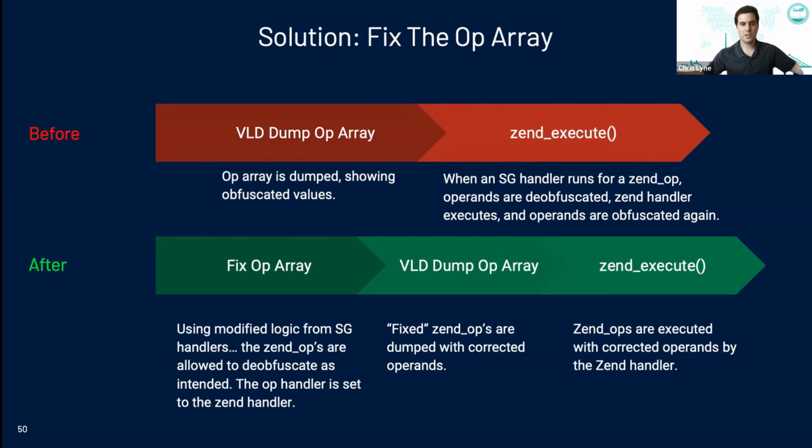Using the same logic from the source guardian handlers, I would allow the Zend operations to deobfuscate as intended. And then I would set the handler for that operation to actually point to the Zend handler. So when I dump the op array, you would see those corrected operands. And when the actual op array was executed, the Zend ops would execute correctly because the operands were deobfuscated and the handler was pointing to the Zend handler.